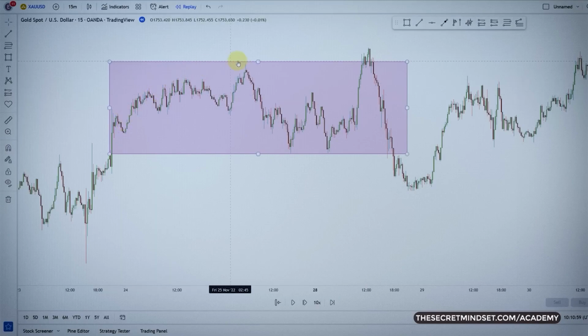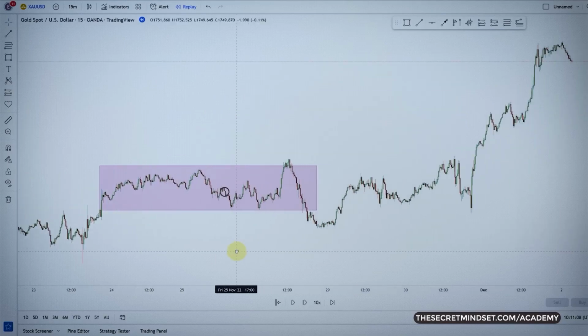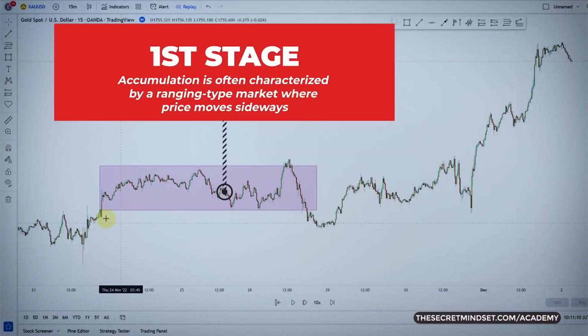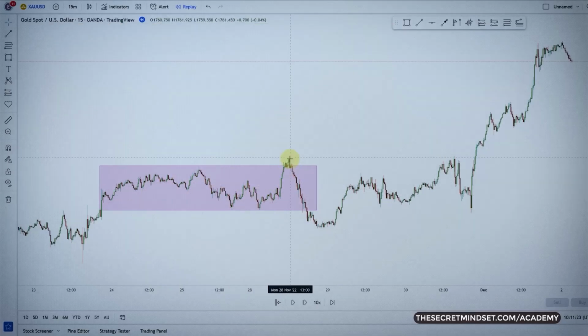If you can identify the price levels where banks are accumulating, you will also be able to identify the direction of future price movements. Accumulation is often characterized by a ranging type market, where price moves sideways. It is in this zone that banks regularly enter the market to accumulate their desired positions.